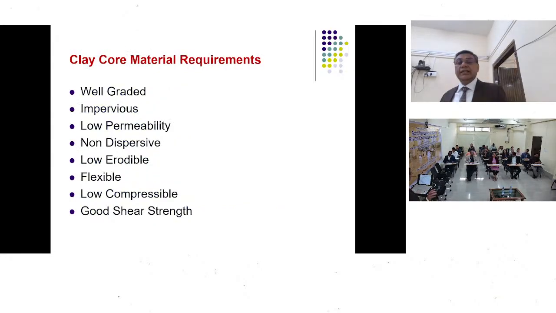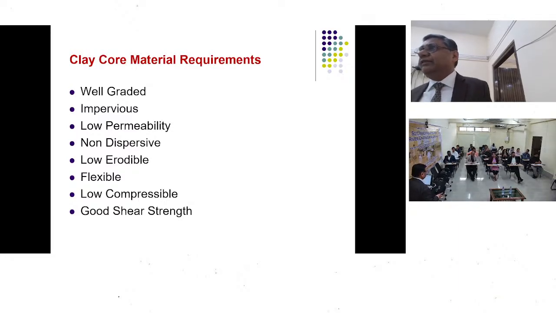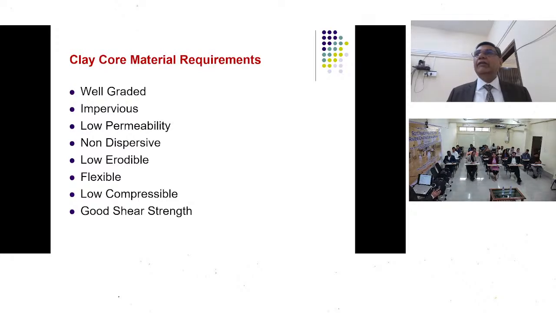Slightly we'll touch upon what are the requirements of the core material. It should be well graded. What is a well graded material? That has been discussed. Well graded material consists of all particle sizes. A material which is not gap graded is a well graded. Then it should be impervious. It should have low permeability, non-dispersive, low erodible.